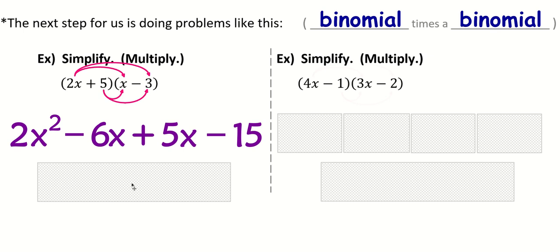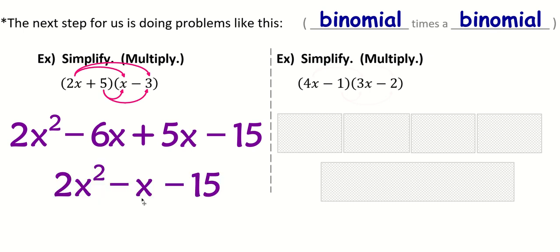And what do you think? Is there another box? I mean, what else is there to do? Is this not a good final answer? What else could we do to simplify? Well, hopefully you're noticing that these two terms right here, negative 6x and positive 5x, are like terms. So we can combine them to be negative 1x or just negative x.